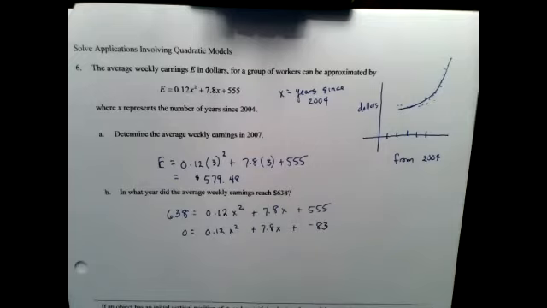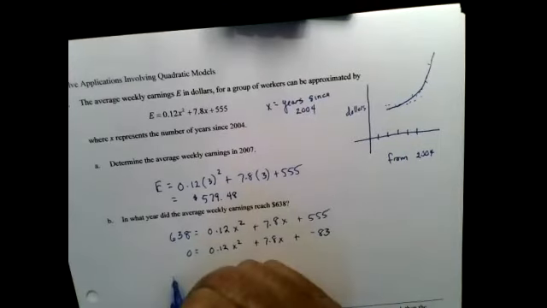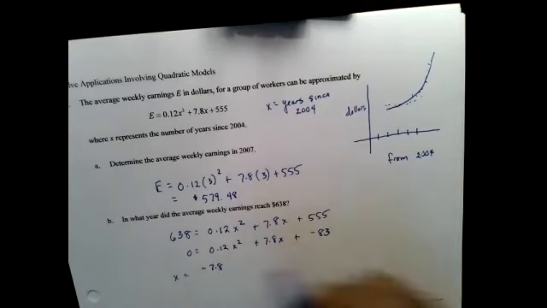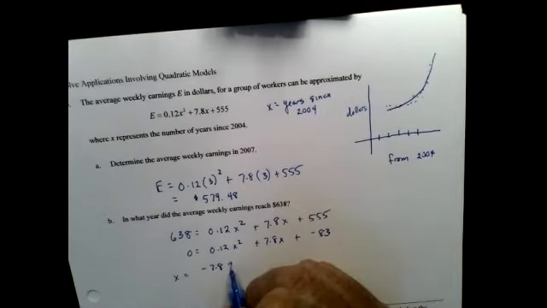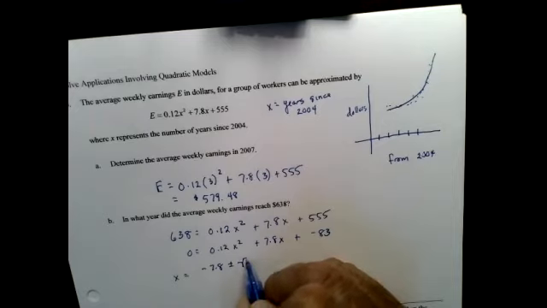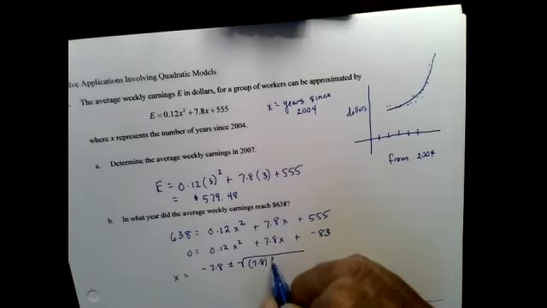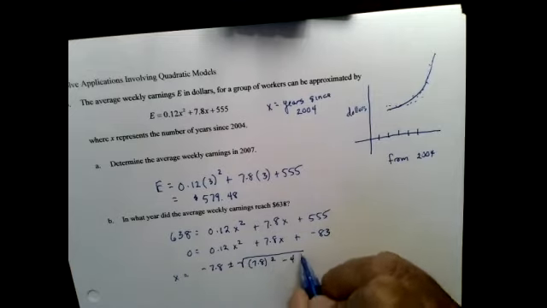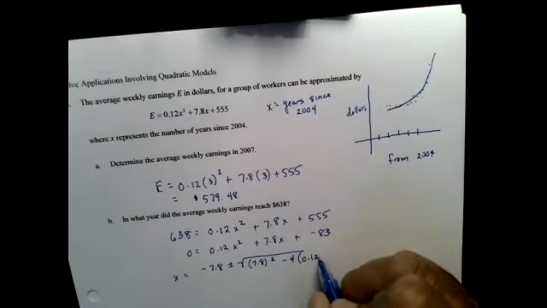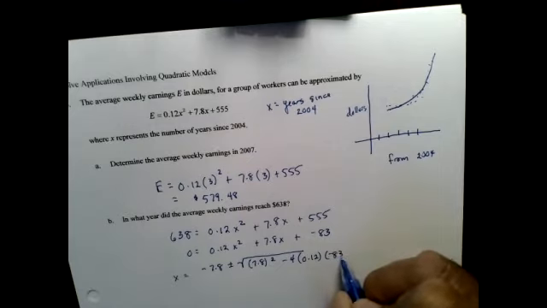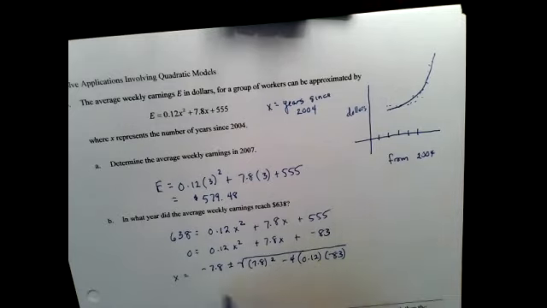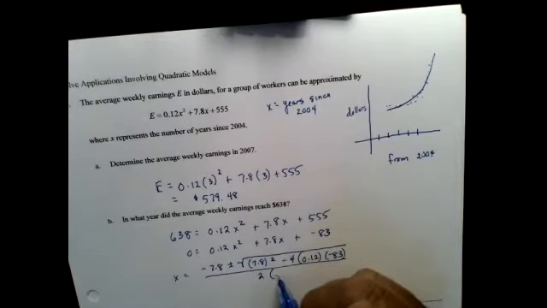Now I have to figure out how to factor or solve. That looks like a mess. So I'm going to do this. x equals negative b, negative 7.8, plus or minus the square root of b squared, 7.8 squared, minus 4 times a times c, all over 2 times a.